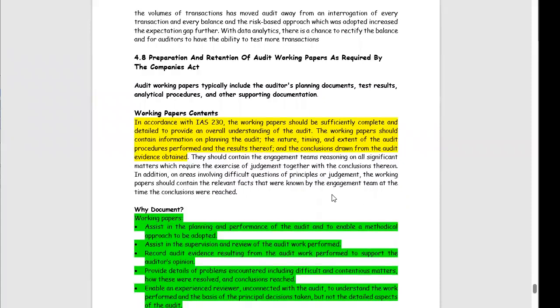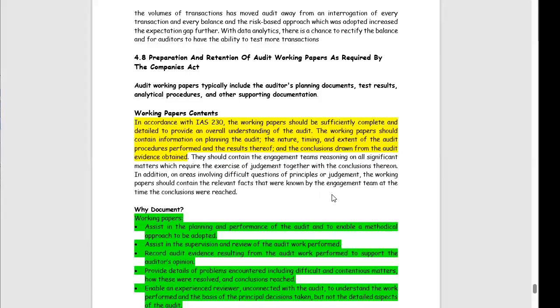Preparation and retention of audit working papers as required by the Companies Act. I hope you can see that page from your end. The working papers' contents should be in accordance with the ISA 230, sorry for that.